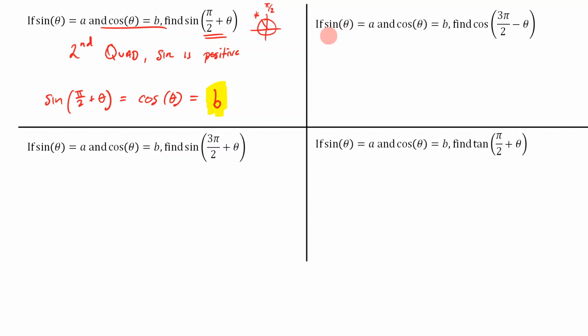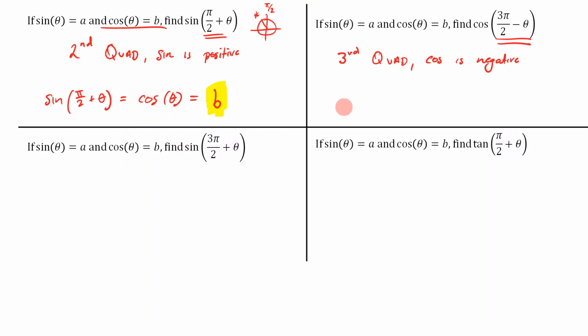So, if sine of theta is equal to a and cos of theta is equal to b, find cos of 3 pi on 2 minus theta. Which quadrant are you in? Well, if it's 3 pi on 2 minus theta, I know that I'm in the third quadrant. Then you're going to ask yourself, is cos positive or negative in my third quadrant? You know that cos is negative in your third quadrant.